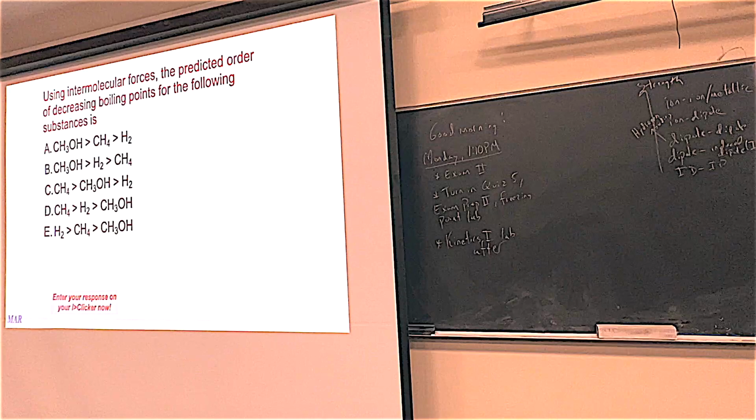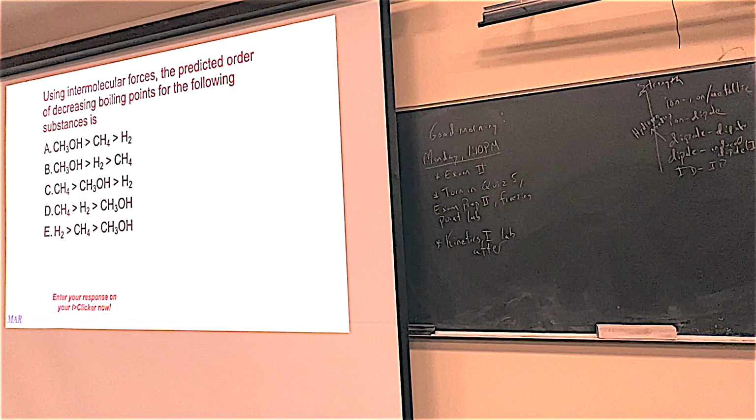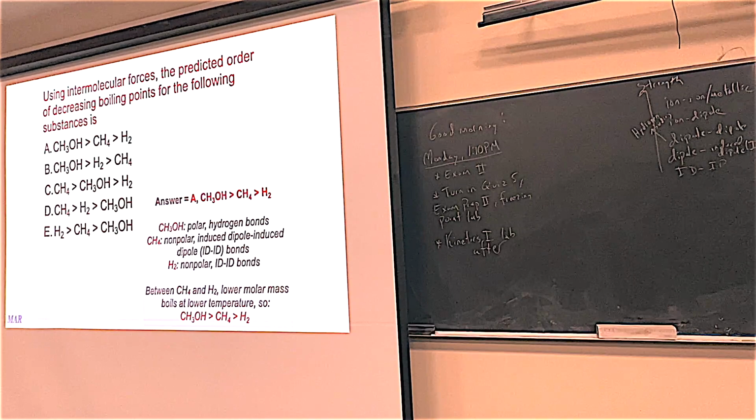So if you figure out the grams per mole of CH4 and H2, well, H2 is about 2 grams per mole. CH4, with a carbon and 4 hydrogens, would be about 16 grams per mole. So CH4 has a bigger molar mass. It should be a little harder to boil than little tiny hydrogen, which should be the easiest. So if we're going to put these in order of decreasing boiling points, methanol would certainly be the biggest. Hydrogen bonds, really strong, hard to get rid of.